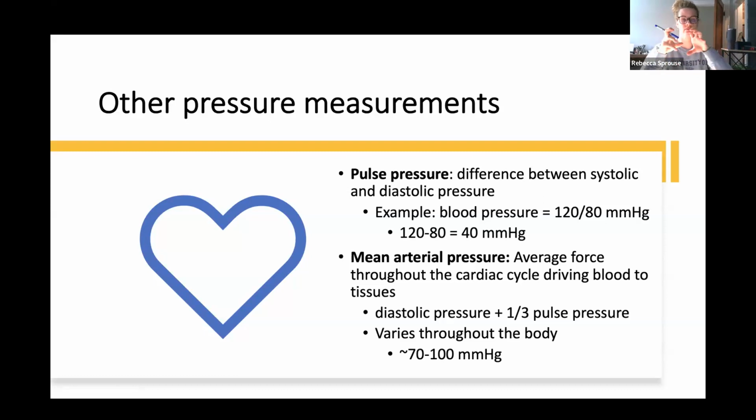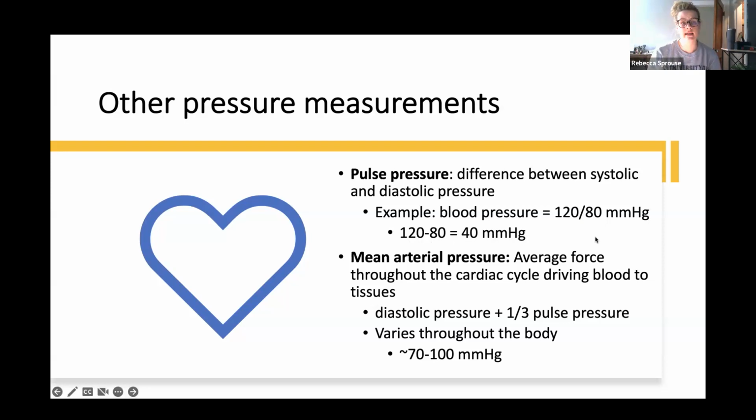All you do to measure pulse pressure is subtract the bottom number from the top number of blood pressure. So if your normal blood pressure is 120/80, systolic over diastolic, you just subtract those two numbers, and that's pulse pressure. A normal pulse pressure is about 40 millimeters of mercury.